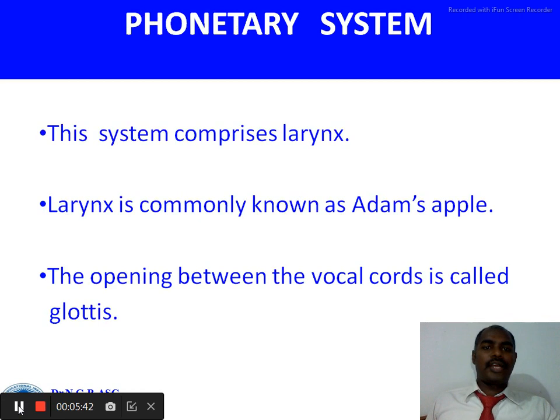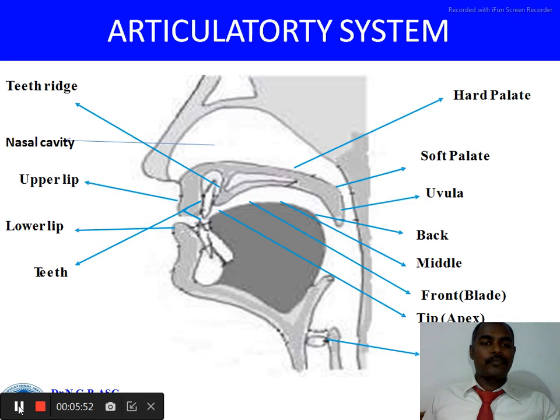And next, the phonatory system. The system comprises the larynx. The larynx is commonly known as the Adam's apple. The opening between the vocal cords is called the glottis.